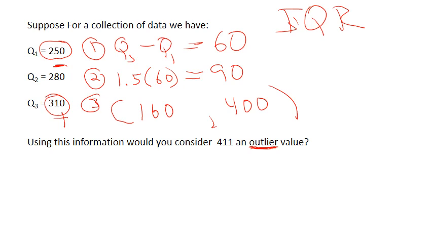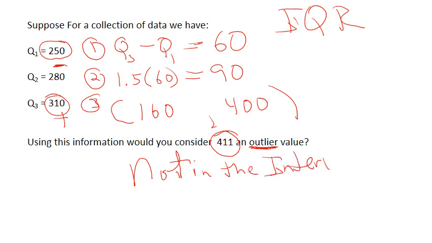Then what you do is you look for this number that you are concerned with, that you might think should be treated as an outlier. Is that number in the interval? And the answer is no. It is not in the interval. So we consider it an outlier.